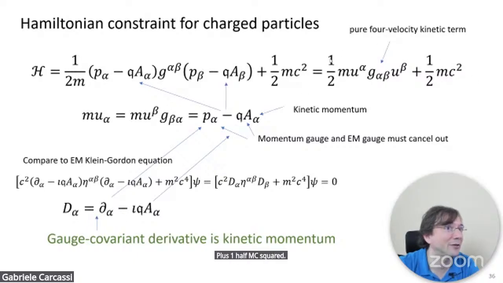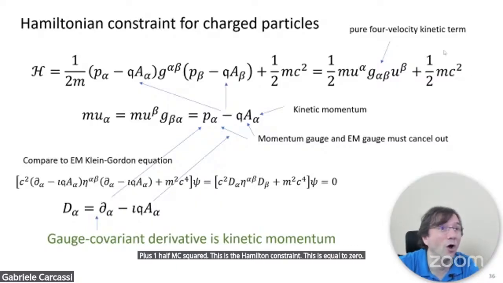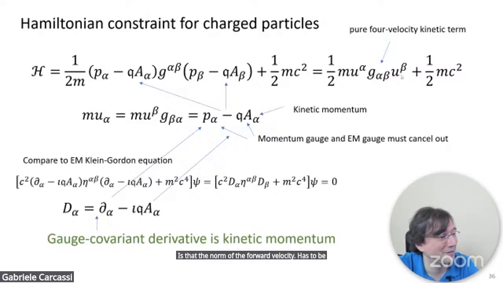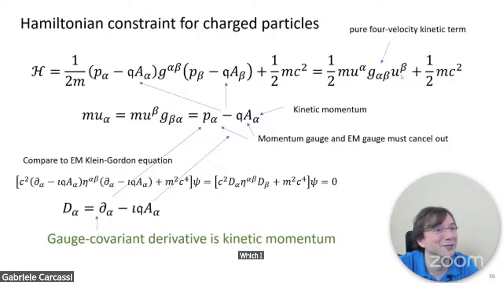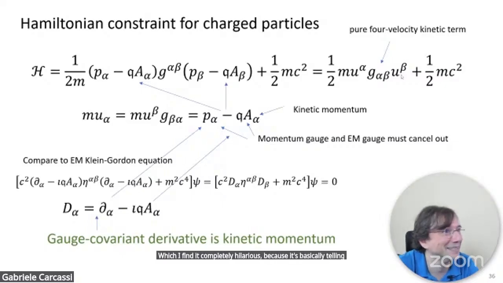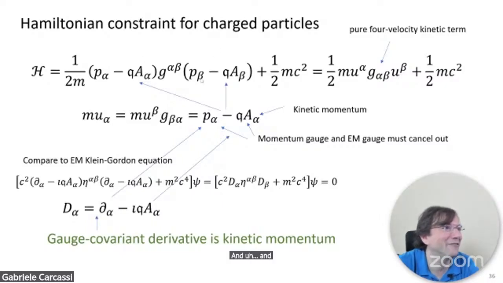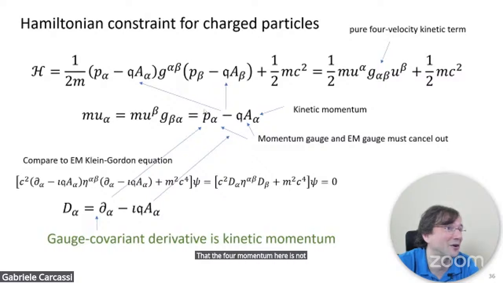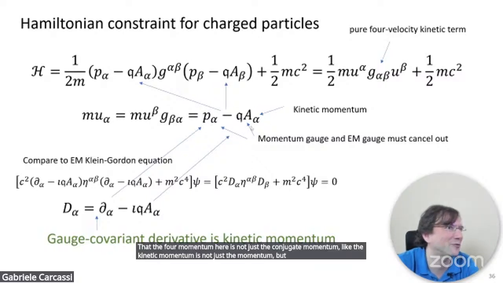This is the Hamiltonian constraint. This is equal to 0. And so the only thing that this Hamiltonian constraint is saying is that the norm of the four-velocity has to be constant, which I find completely hilarious because it's basically telling us nothing. And then you have the fact that the real physics is hidden in the fact that the four-momentum here, the kinetic momentum, is not just the conjugate momentum, but there's this extra term. And this is where all the physics is, this term here is all the physics.